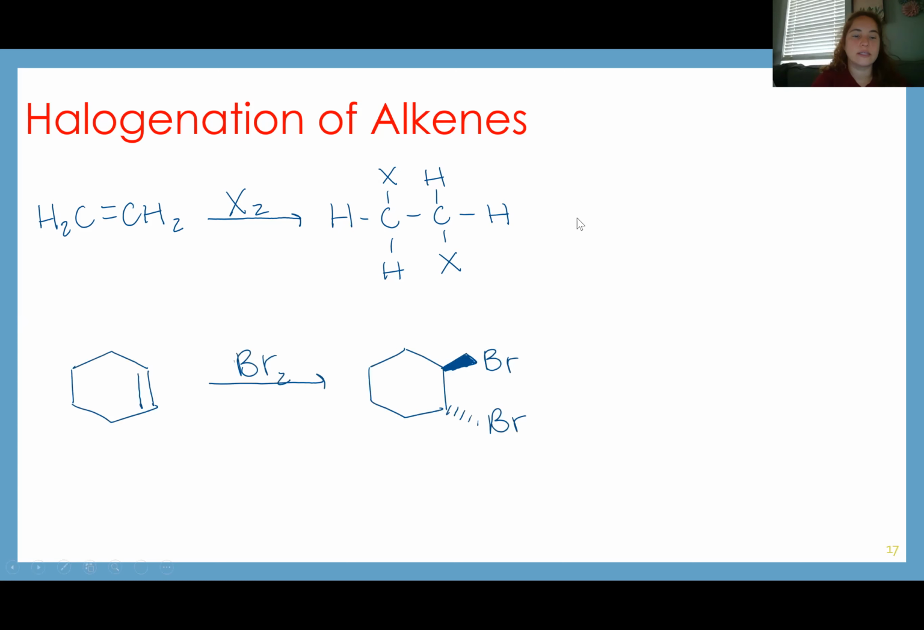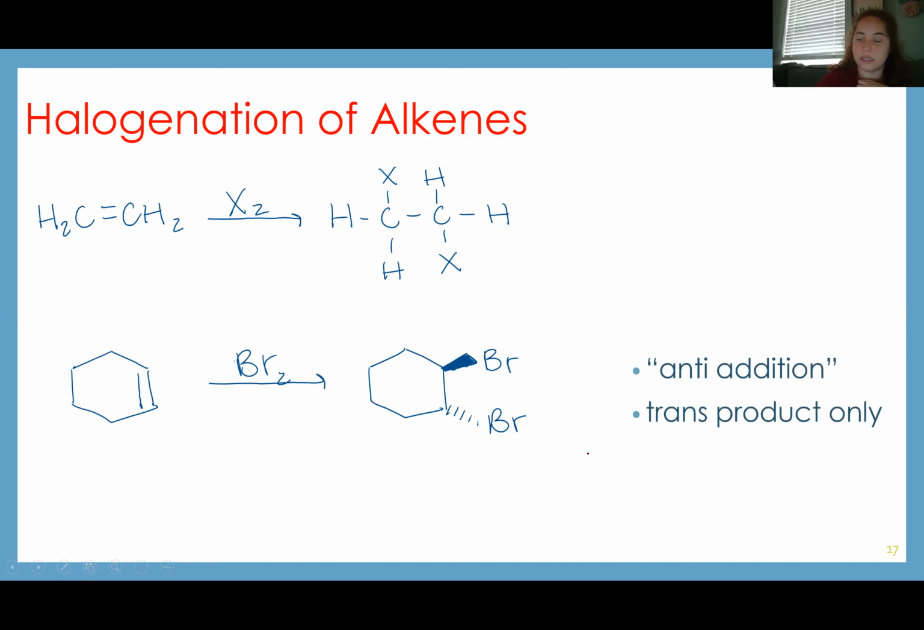So for example, if we have cyclohexene and we react it with molecular bromine, we're going to end up with trans addition of the bromine, and we will also end up with the enantiomer, which I don't see drawn on here. So you'll end up with 2 products. This is known as an anti-addition. Previously we had syn addition, where both pieces of the reagent were added to the same face. This is an anti-addition. They're going to be added to the opposite faces.